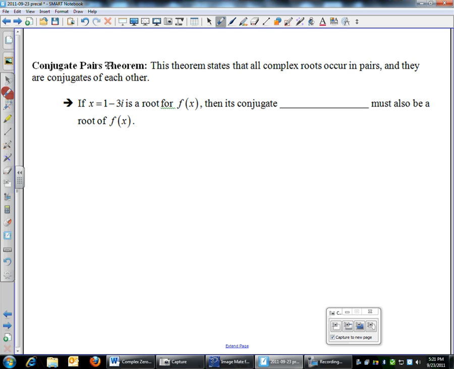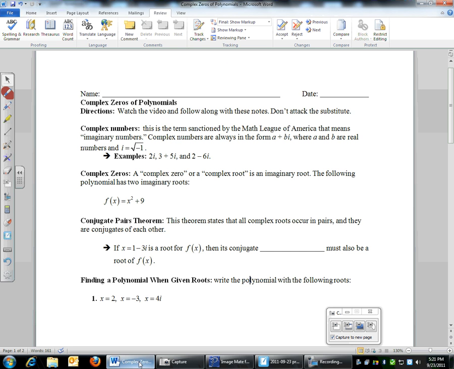Conjugate pairs theorem. Moving on down the page. By the way, I am following down this page that hopefully has been handed out to you already.